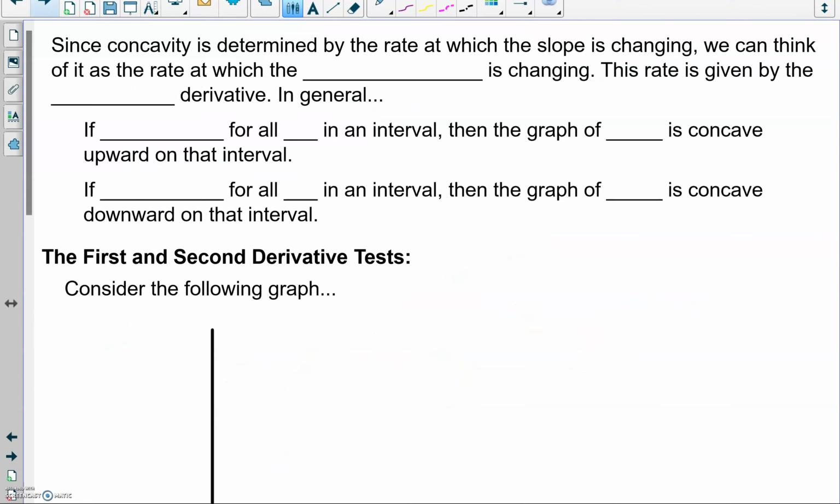So since the concavity is determined by the rate at which a slope is changing, we can think of it as the rate at which the derivative is changing, just restating that piece from that last slide. And this rate is given by the second derivative. So in general, if your second derivative is greater than 0 for all x in an interval, then the graph of f of x is concave up.